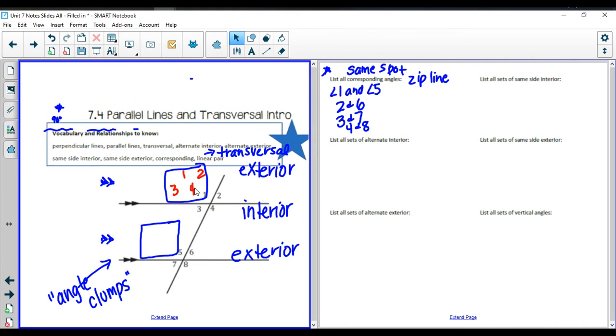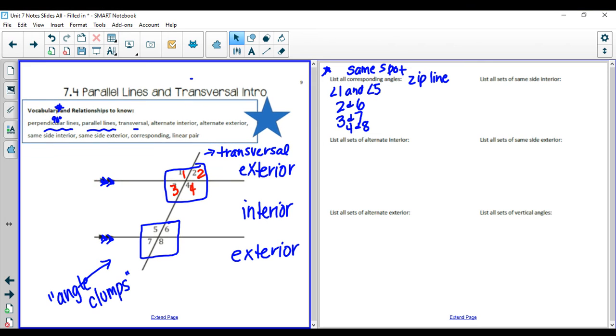Another quick way to show you: angles 1, 2, 3, 4. If I select those and group them together, I can take them and shift them down, and you'll notice that they are right on top of each other, which is kind of cool for us to visually see. So they're in the same spot. That's called corresponding.